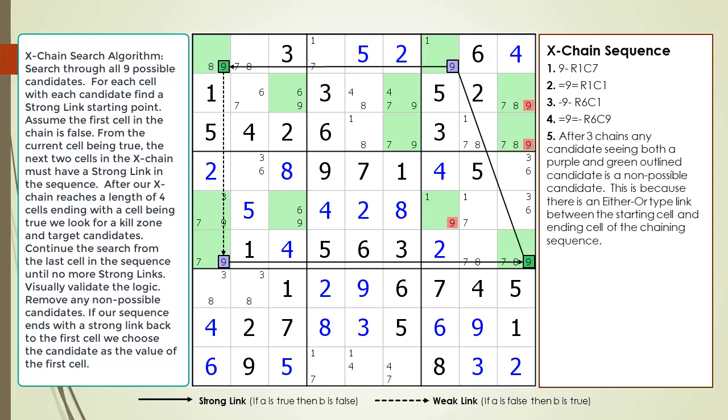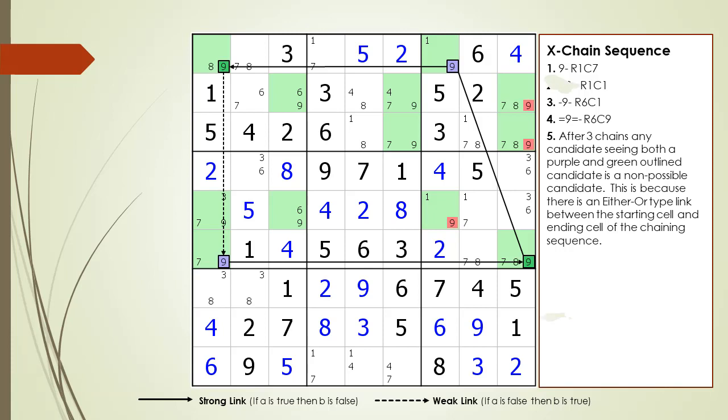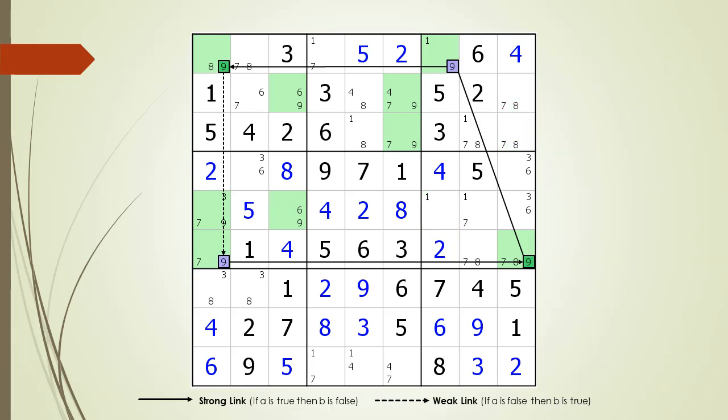As you know from the X-chain prerequisite video, after the third link, any cell seeing both a purple and green color outlined candidate is a non-possible candidate. Essentially, there's an either-or link between the starting cell and ending cell in the chaining sequence. The non-possible candidates are removed from the puzzle.